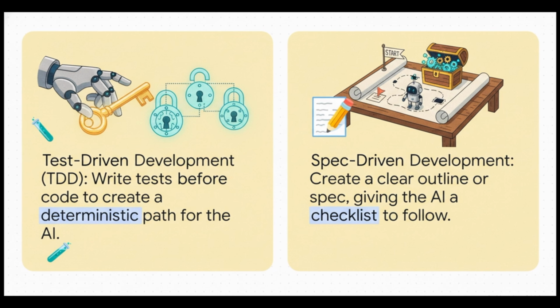First, there's classic test-driven development, or TDD. By writing your tests before you write the code, you're giving the AI a super clear, concrete goal. Its only job is to write code that makes your tests pass. Simple. The other way is spec-driven development. Here, you write a detailed outline of what you need, basically giving the AI a checklist to follow. Either way, you're providing that structure that's so critical.